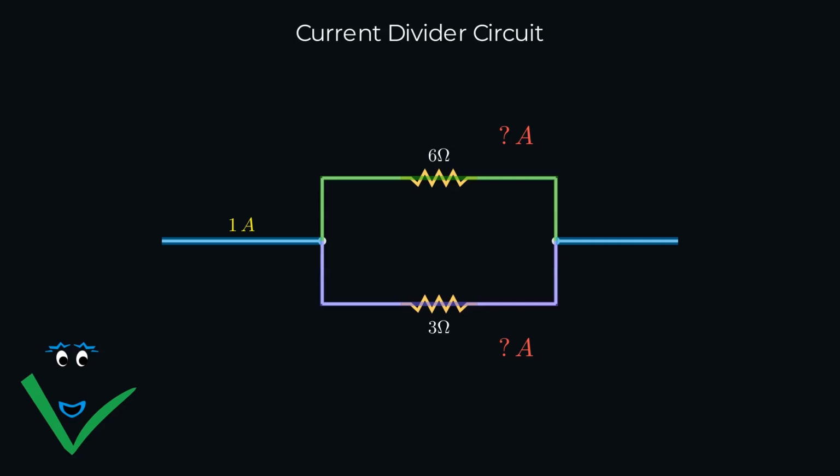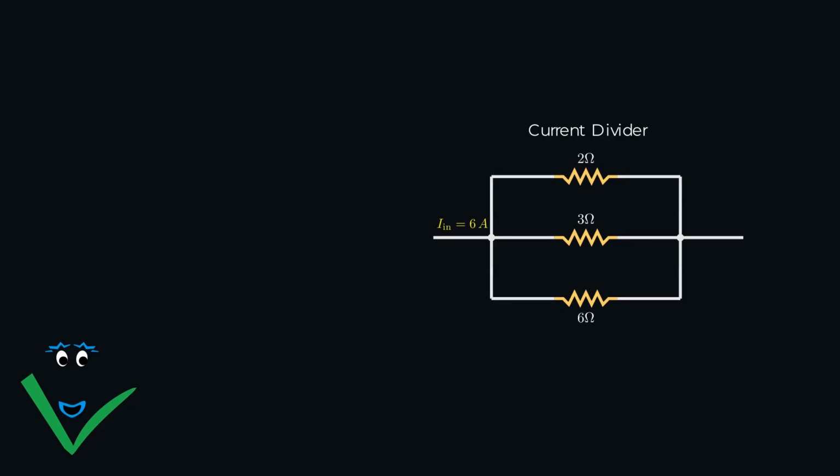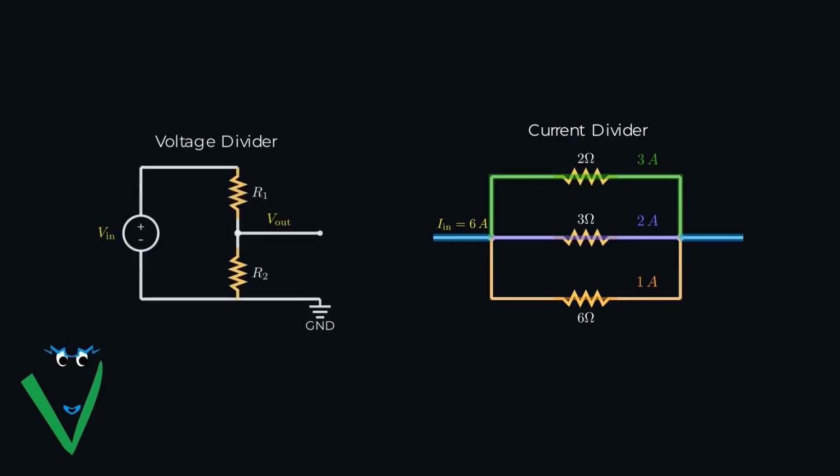Does it split equally? Does more current go through the bigger resistor? Or does more current go through the smaller resistor? This is exactly where the current divider circuit becomes useful. At its essence, a current divider is a circuit where current enters a node and splits between two or more parallel branches. This is very similar in spirit to the voltage divider, but with one key difference.